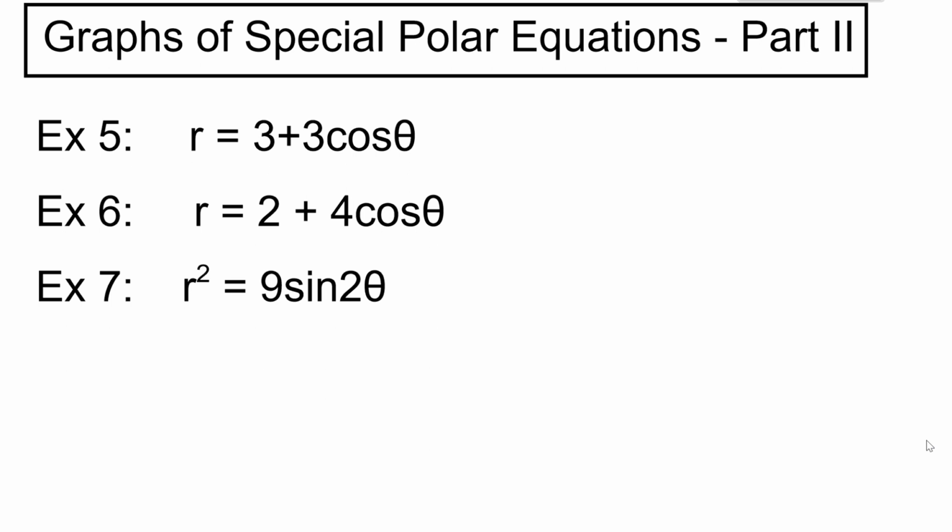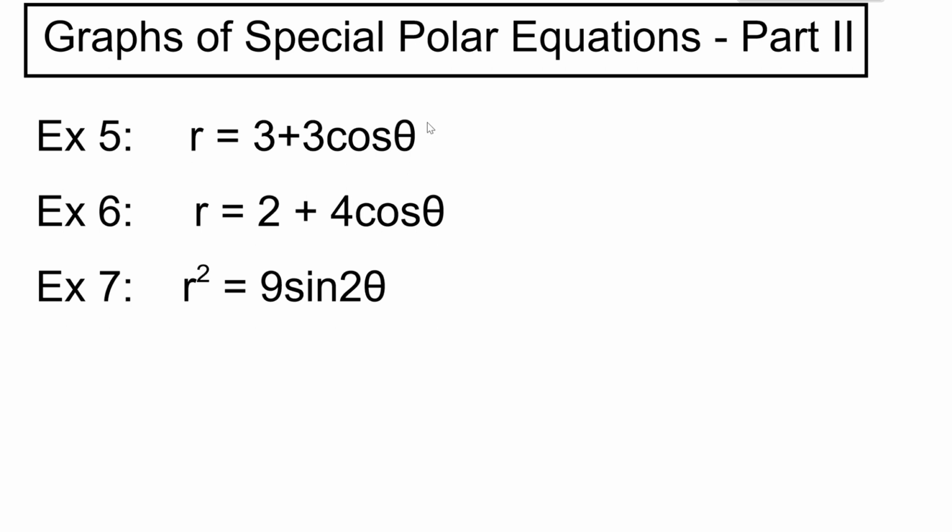Part two of the graphs of special polar equations. In this part, we're going to look at three different examples. In the last one, I went through point by point how to graph those three graphs. We talked about the spiral of Archimedes, circles, and one other one. Oh, rose curve is what we talked about.